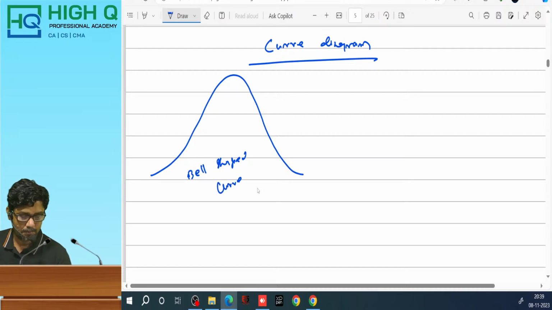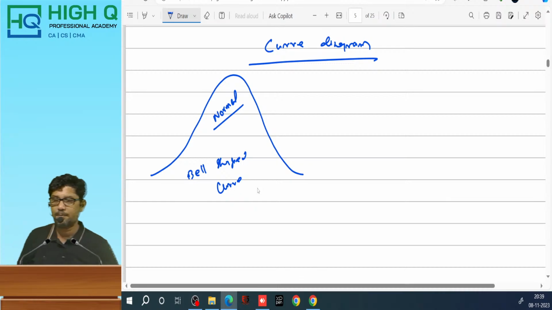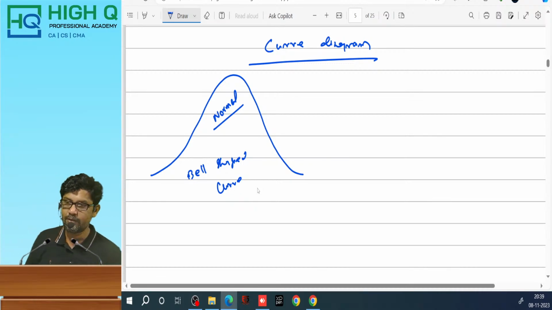What is it? Bell-shaped curve. Actually, it's a normal one. See, what is a bell-shaped curve? When do we use a bell-shaped curve, I'll tell you.